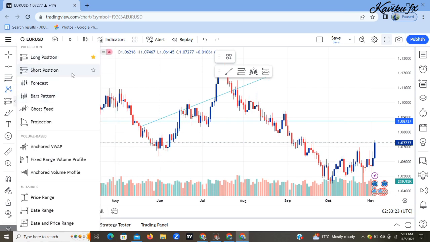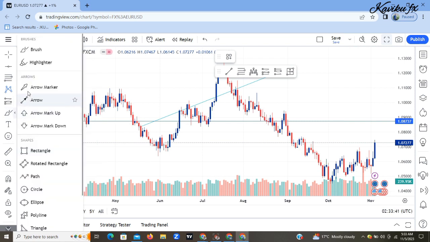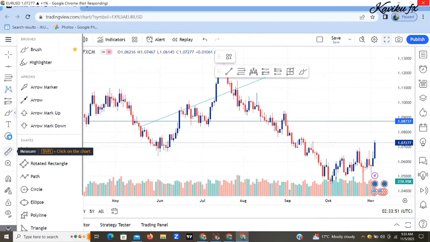The long position and short position. Also, we need to use the date range, and we can use the date and price range, adding them into the favorite tools. Also we can use the drawing tool. Let me use this brush as our favorite, so that you can use it very well when we have maximized our chart.